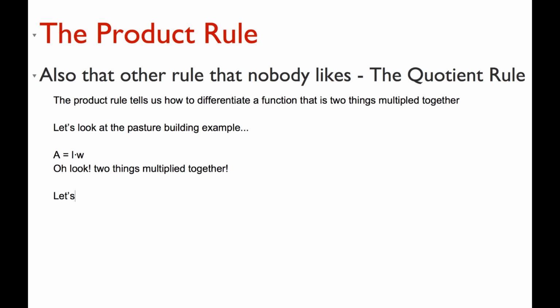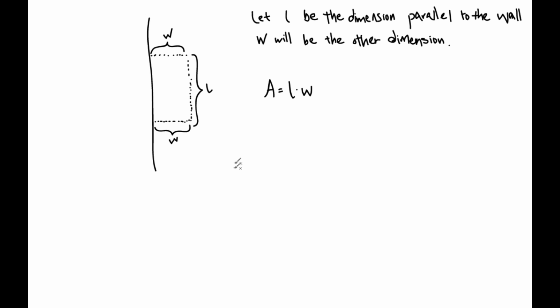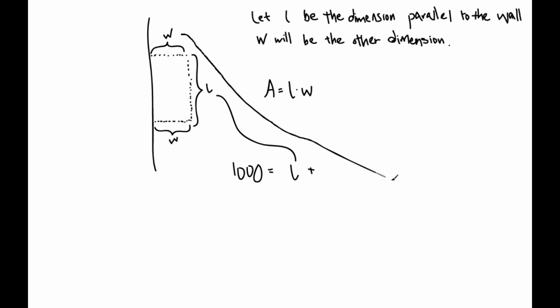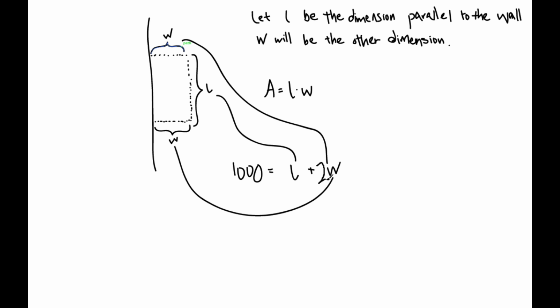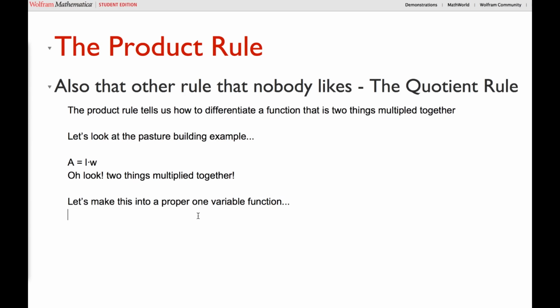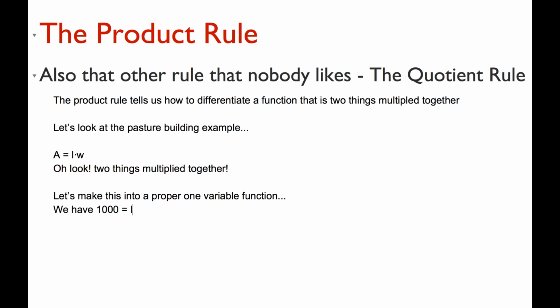However, before thinking about derivatives, we need to make this into a proper one variable function. And of course, we know there's a limited amount of fence available. There's only 1,000 meters of it, and that has to equal everything that we're building. So we're building one length and two widths.